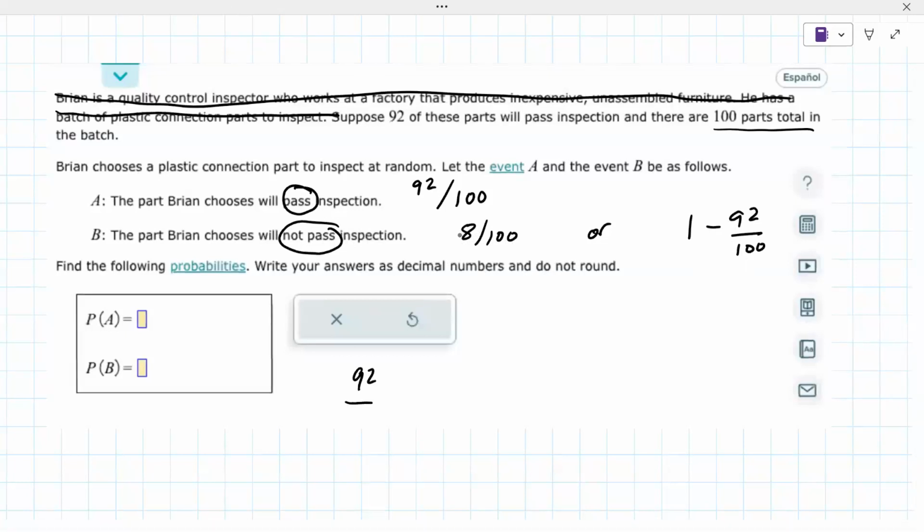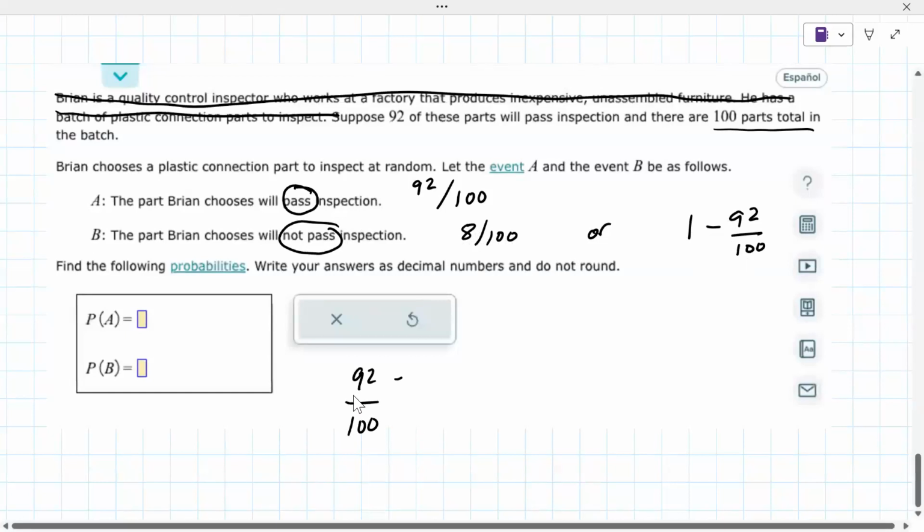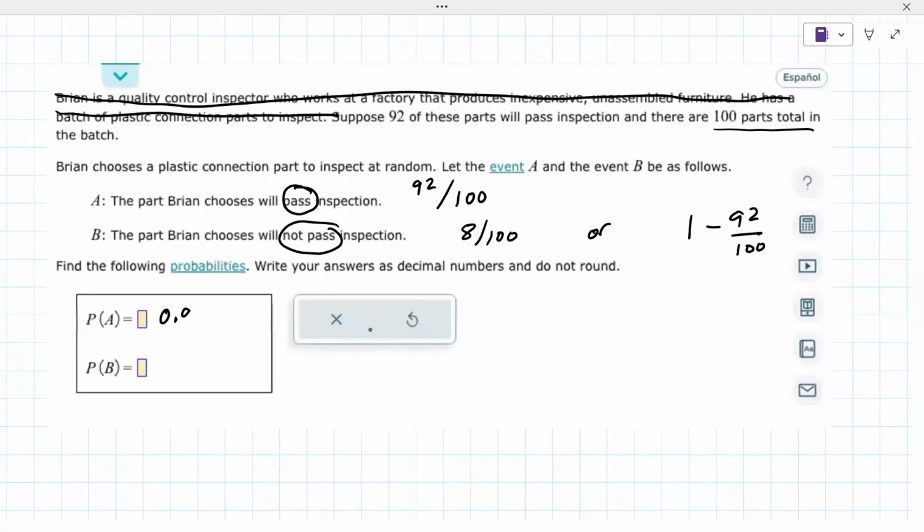So 92 out of 100, you always start with, well, actually it says decimals. So you know what? That's easy. You go right to your calculator if you need to. That's 0.92. And 8 out of 100 is 0.08, because these two numbers have to add to one, and they do.